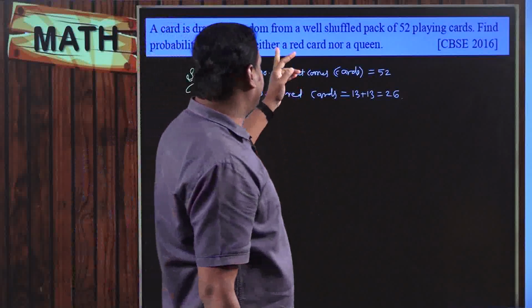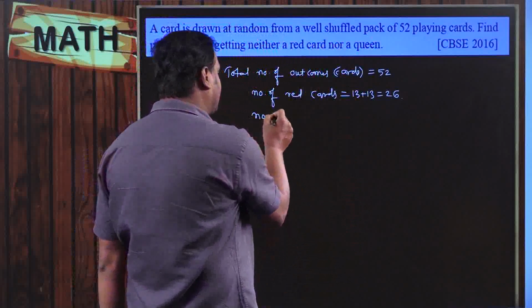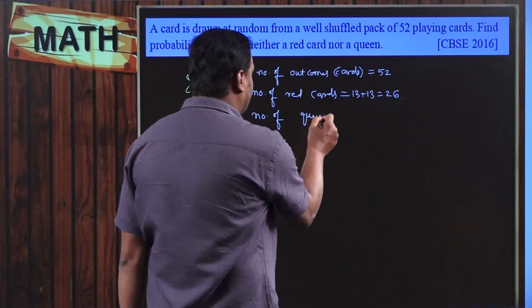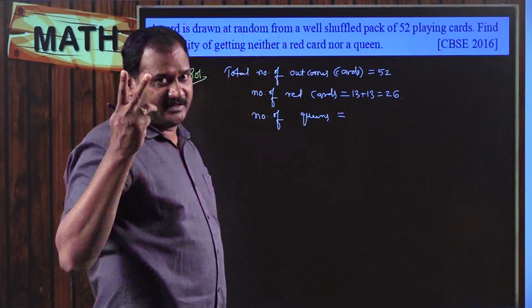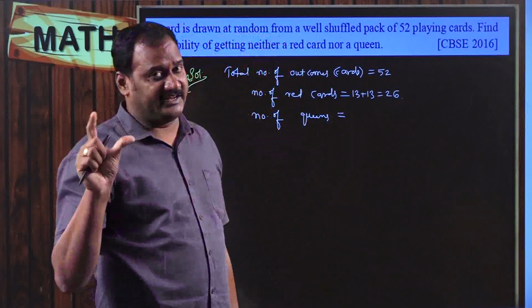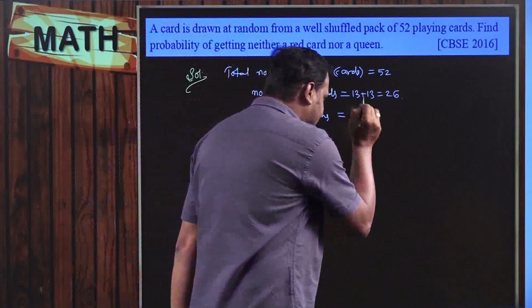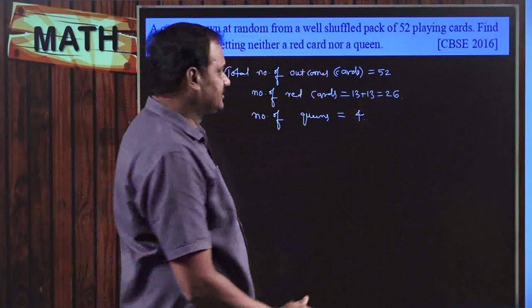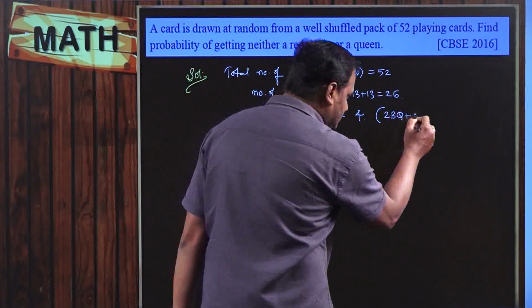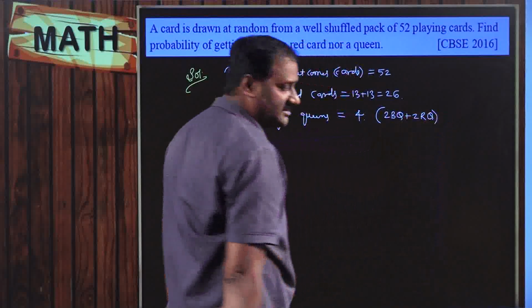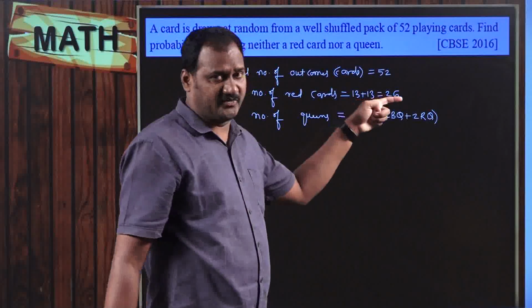Right? And neither a red card nor a queen. Nor a queen means, how many queens are there in total? There are totally 4 queens, because in every set of 13 cards, one queen should be there. Out of these 4 queens, there are 2 black queens as well as 2 red queens. But we are removing all the red queens.